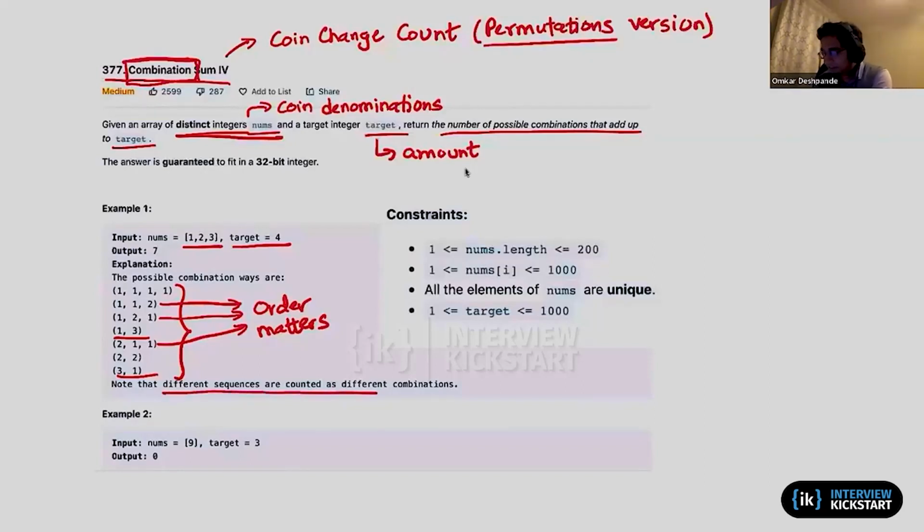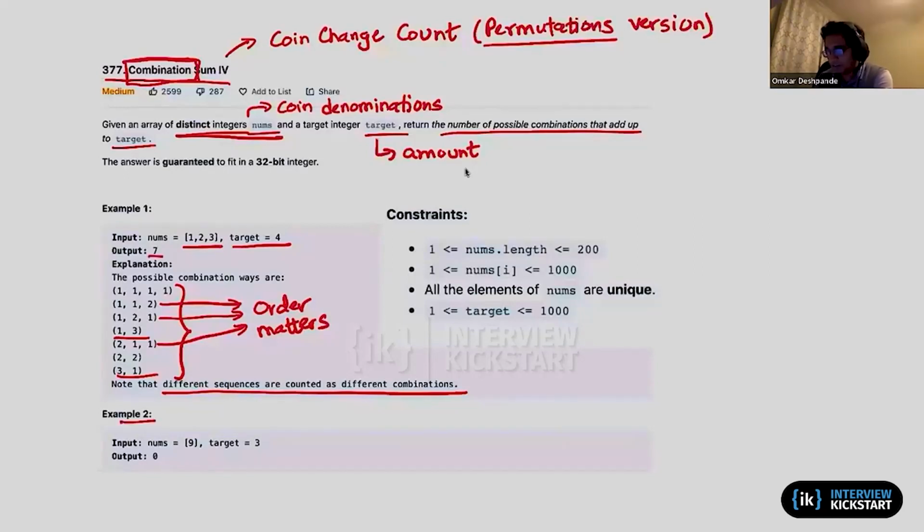So different sequences are counted as different combinations, or we should say different combinatorial objects. They are essentially different permutations. So there are 7 different permutations, or 7 different coin combinations which sum up to a target value of 4, and so the answer is 7.